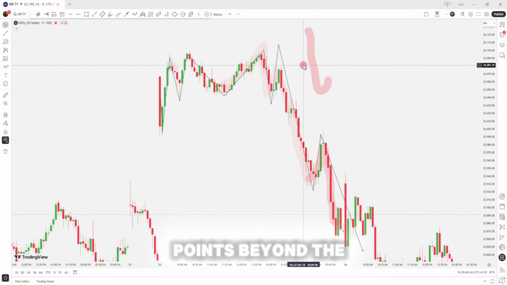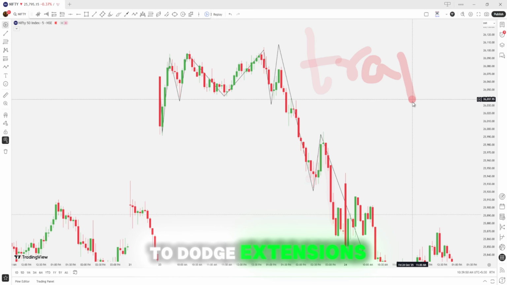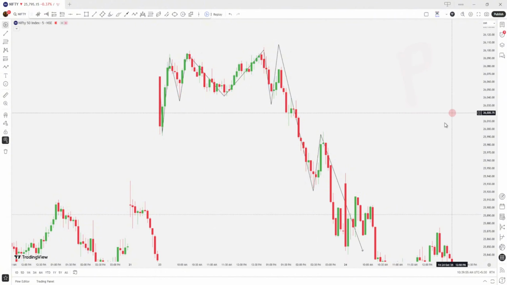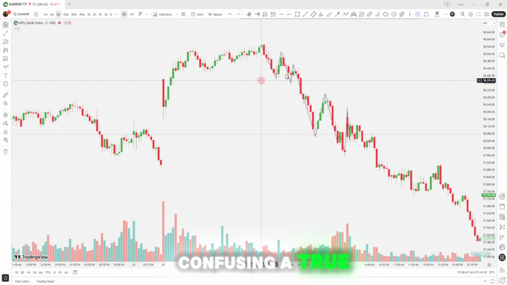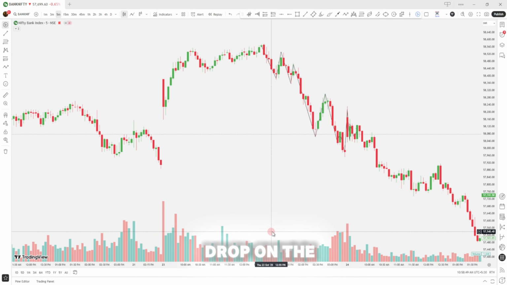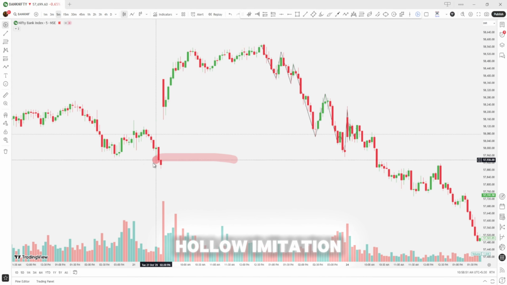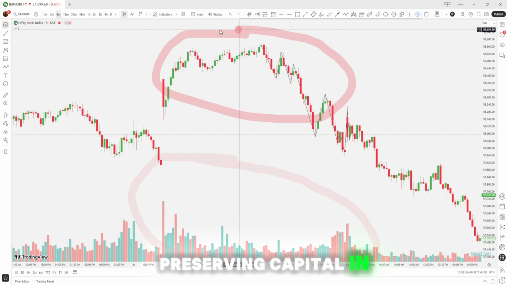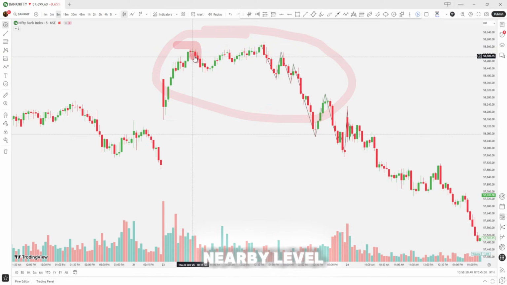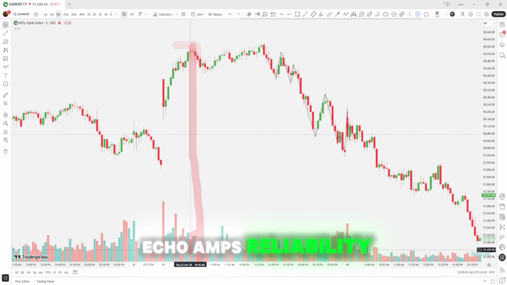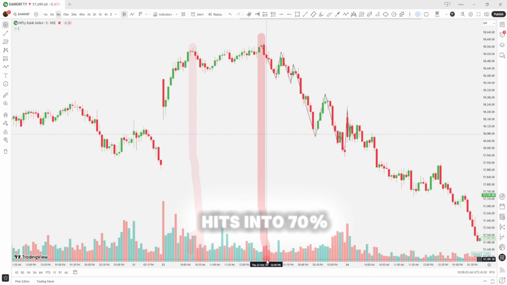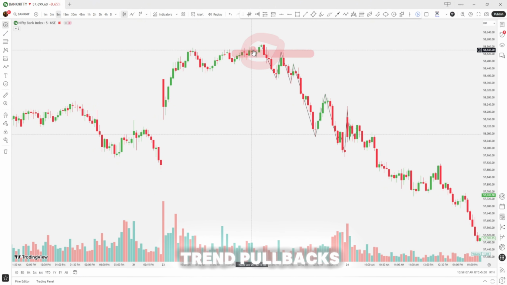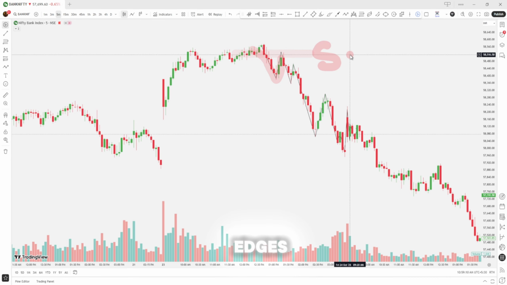Stop sits 15 points beyond the echo's extreme to dodge extensions, targeting a 1:3 reward or the echoed swing's origin. Pitfall numero uno, confusing a true echo for false. Filter by volume drop on the mimic, ensuring it's a hollow imitation. For risk, halve your size if the echo spans multiple candles, preserving capital in chop. Confluence with a nearby level echo amps reliability, turning 55% base hits into 70% setups. On Nifty, this resolves echoes in trend pullbacks, quietly fading the noise for steady edges.